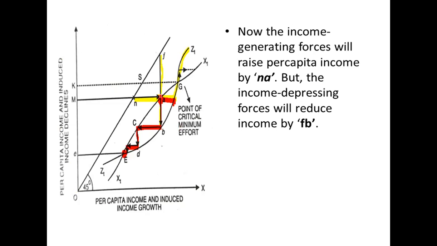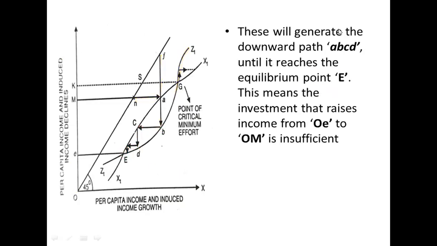So now you can see the lower path. From A, the economy will move down to B, from B to C, from C to D, and ultimately it will come to E. This generates the downward path A, B, C, D.